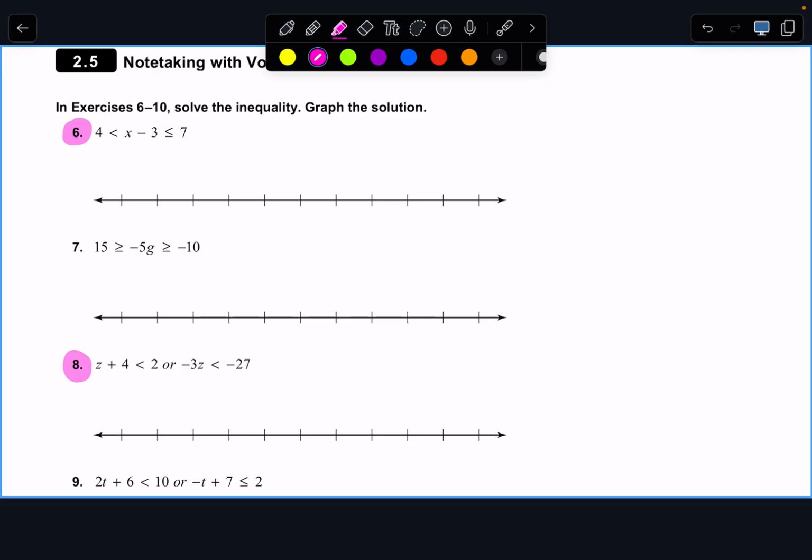Miss Holman, do we still flip the sign while dividing by a negative number? Uh-huh.